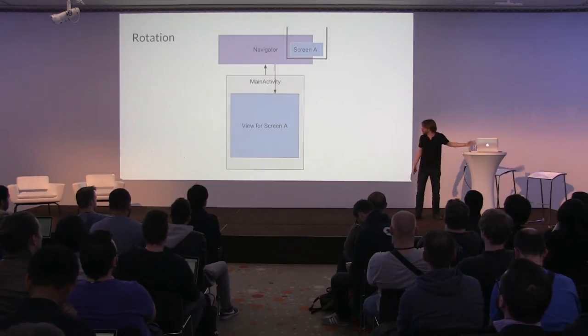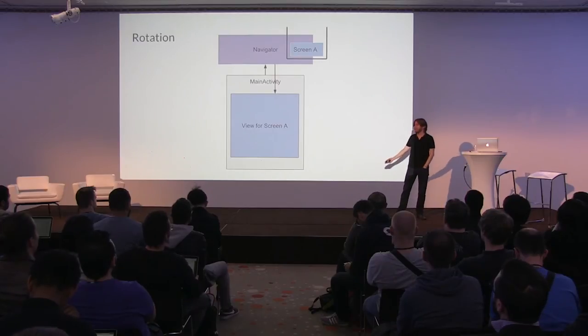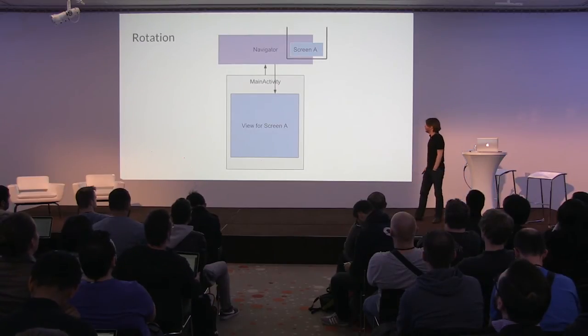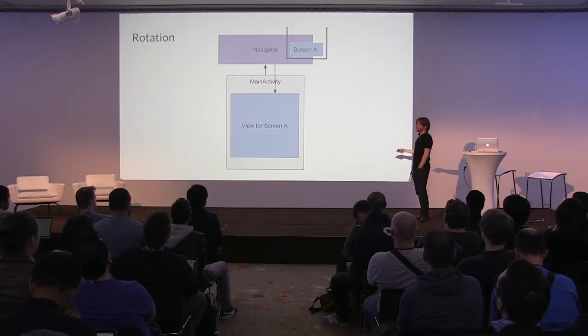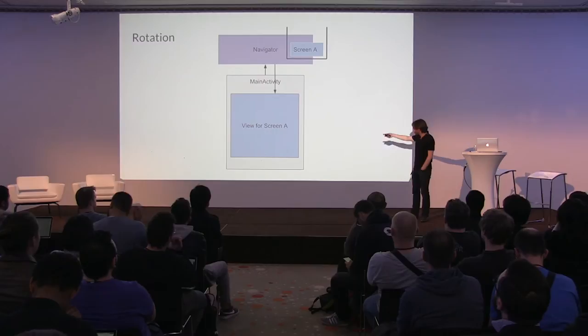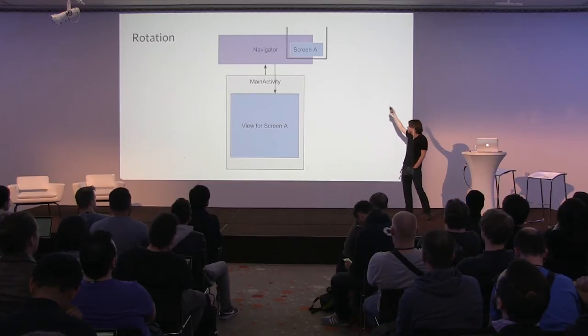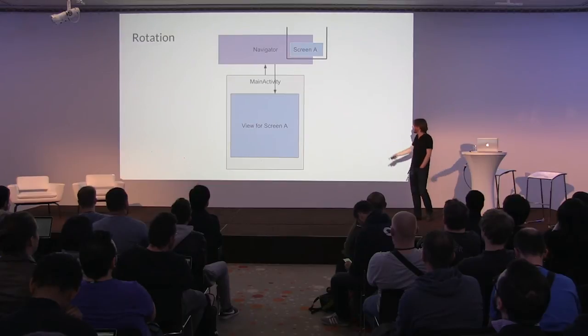How does it work? You have a navigator. The navigator has a stack of screens. It's connected to your single activity. Let's call it main activity, but you can call it whatever you want. And the navigator looks at the screen that's on the stack, asks it for a view, and displays that view. Right? So screen A has a view for screen A.